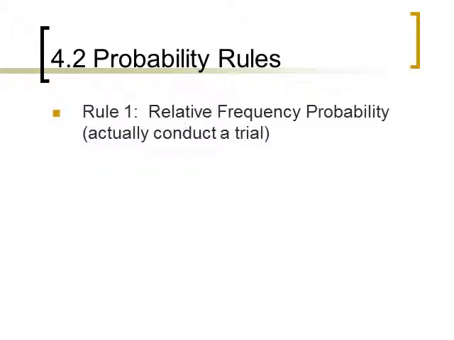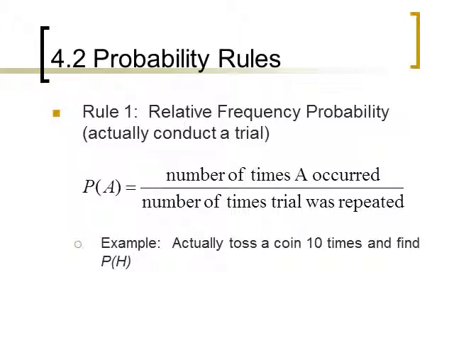There's a probability that we can solve for that's called a relative frequency, and this is where we can actually do a trial. So for instance, if we were to actually toss a coin 10 times and find the probability of H, which is the probability of getting heads, then when we're doing an actual experiment or trial, then the probability equals the number of times that that particular event occurred divided by the total number of times that we did the trial.